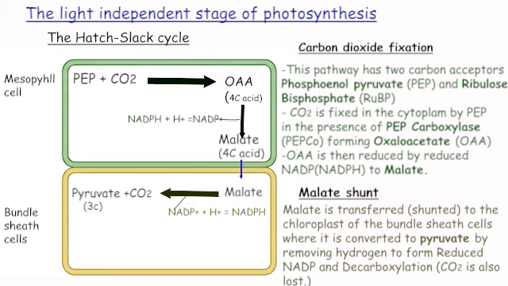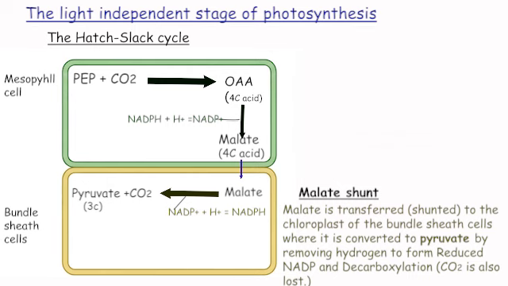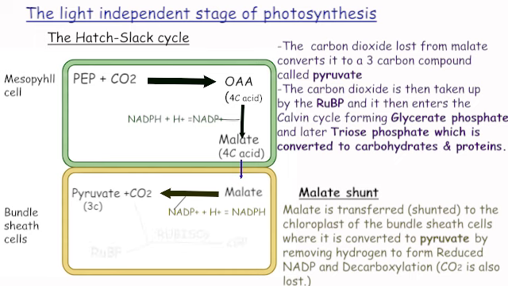So from here you realize that in the mesophyll cells, carbon dioxide and hydrogen are added, and in the bundle-sheath cells, carbon dioxide and hydrogen are removed again. So this basically moves carbon dioxide and hydrogen from the mesophyll cells to the bundle-sheath cells, and that brings us to the last phase, which is the regeneration phase. But before that, the carbon dioxide is taken up by RuBP, and this enters the Calvin cycle, forming glycerate phosphate and later triose phosphate. So that's the fate of the carbon dioxide here.